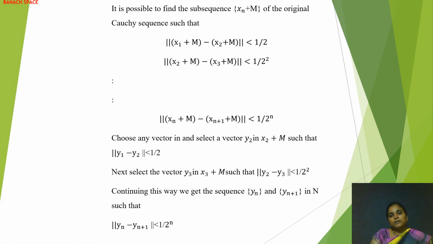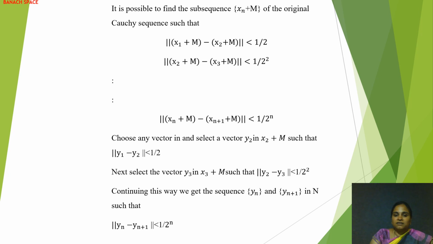So it is possible to find a subsequence x plus capital M of the original Cauchy sequence such that norm x1 plus capital M minus x2 plus capital M is less than half, and norm x2 plus capital M minus x3 plus capital M is less than 1 by 2 square, etc. So the nth term will be norm xn plus capital M minus xn plus 1 plus capital M is less than 1 by 2 power n.